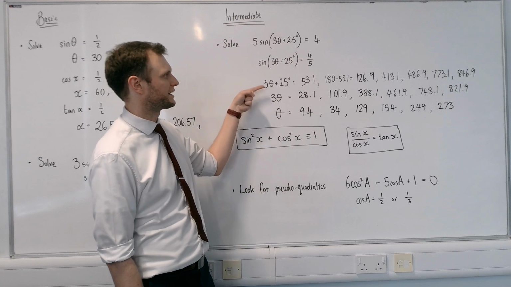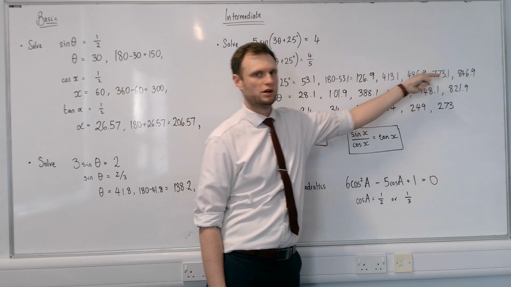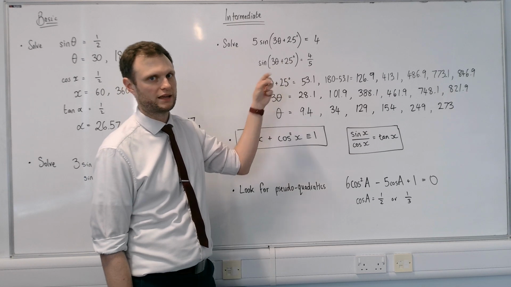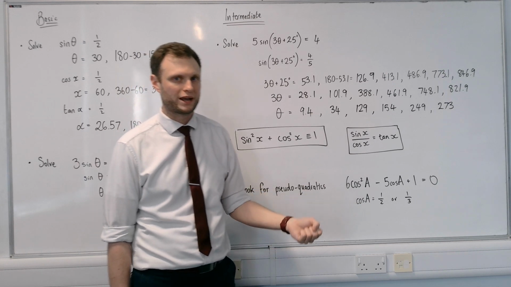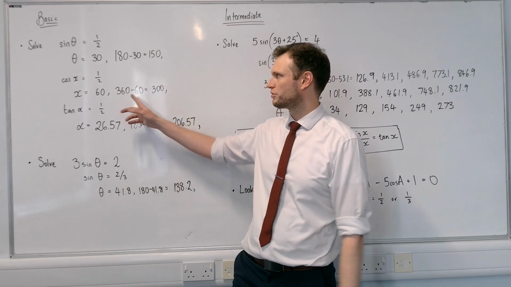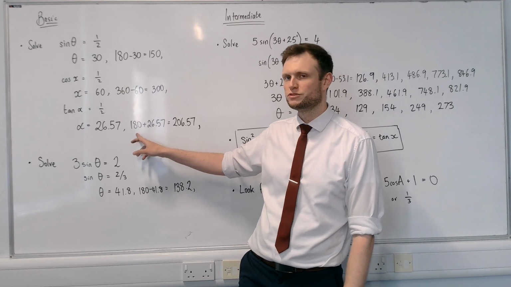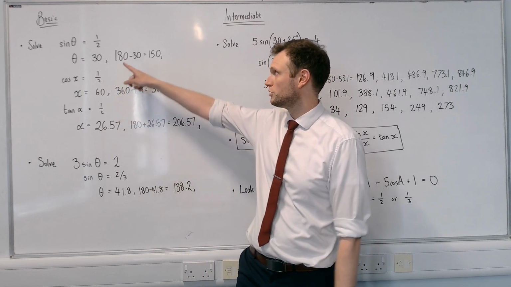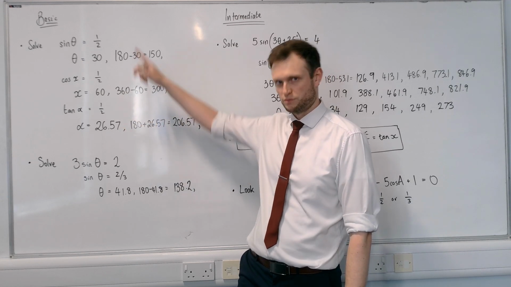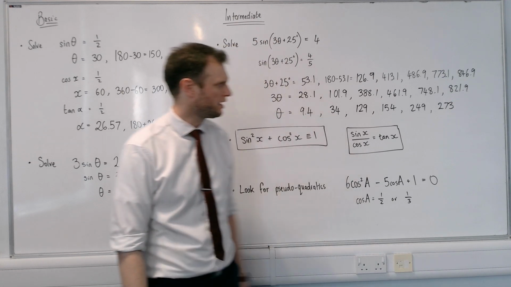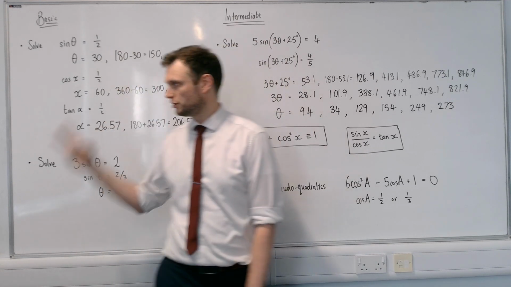Okay, but you're going to get all those answers at this stage when you inverse sine. Get one answer, find the second one by either taking it away from 180 for sine, taking it away from 360 for cos, or adding it onto 180 for tan. You need to know those. 180 take, 360 take, 180 plus for sine, cos and tan. And then once you've got those two, add 360.